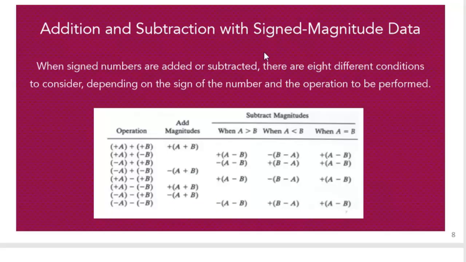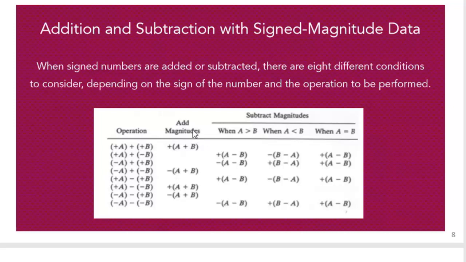So what is addition and subtraction with signed magnitude data? When signed numbers are added or subtracted, there are 8 different conditions to consider. That means whenever we have to perform the addition and subtraction of two signed magnitude numbers, there can be 8 possible conditions that we have to consider while performing the operations. So these are the conditions. First, in this column you can see the possible operations for addition and subtraction using signed magnitude data.